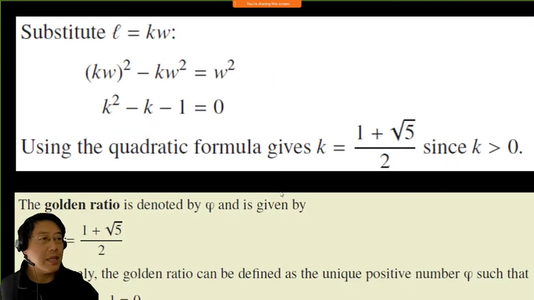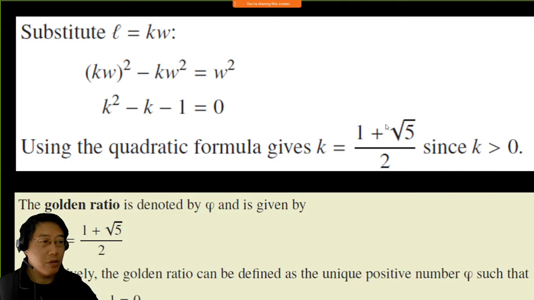Okay, so we use that second equation, we substitute L by KW, so you end up with a quadratic equation in terms of W, you simplify it. So that's the quadratic equation that relates to the golden ratio. The golden ratio is always positive. When you solve that quadratic equation, you end up with a positive and a negative value.